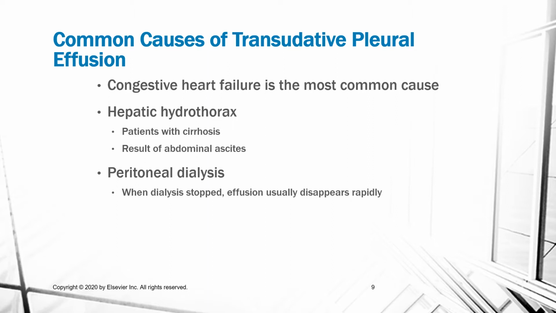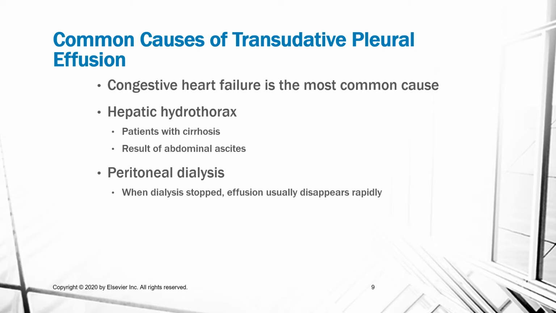In right-sided heart failure or cor pulmonale, an increase in hydrostatic pressure in the systemic circulation can increase the rate of pleural fluid formation and decrease lymphatic drainage from the pleural space because of the elevated systemic venous pressure.